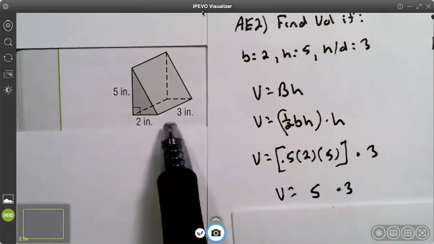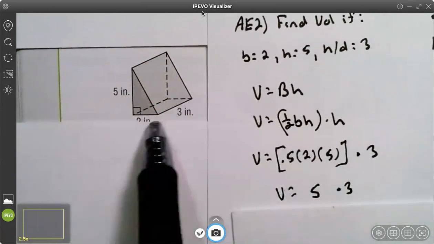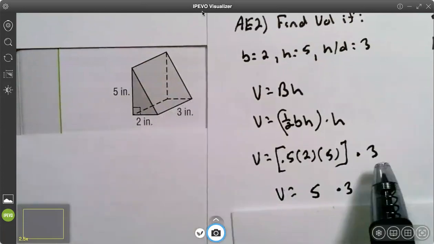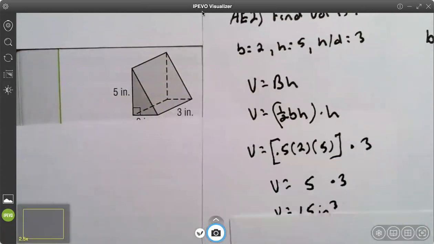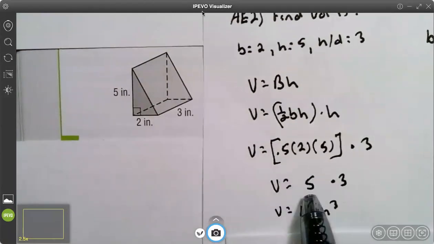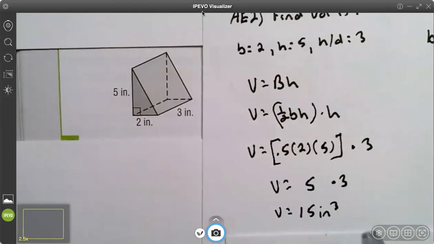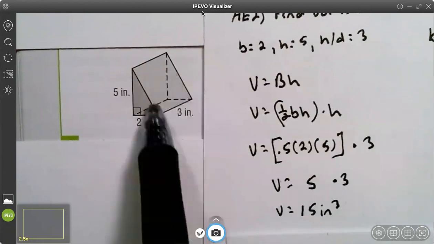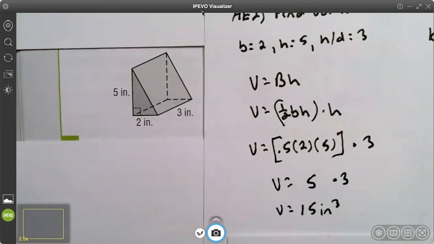What does matter is that you know that 3 is the distance between the two triangular bases. It's the height or depth of my prism. So the area, the triangular area of my base, is 5 square inches. The volume of the entire prism is 15 cubic inches.